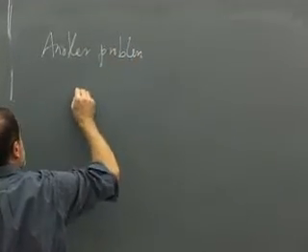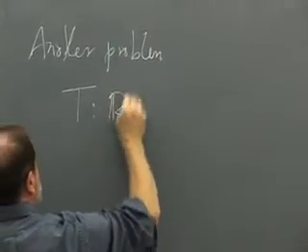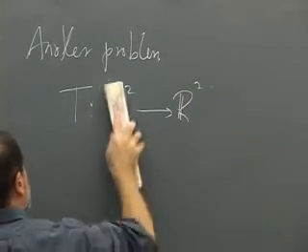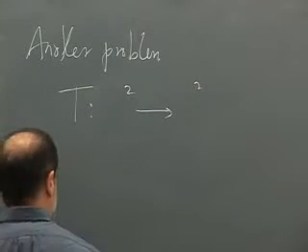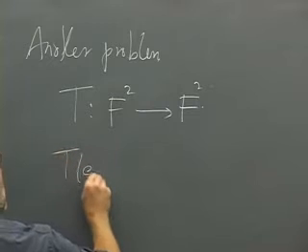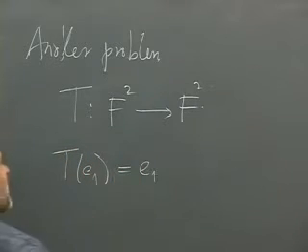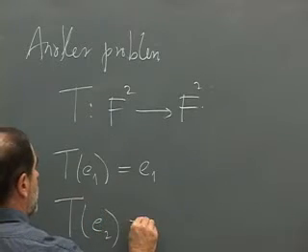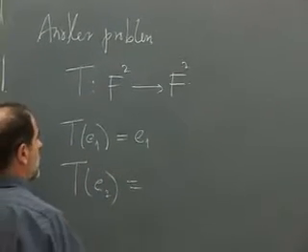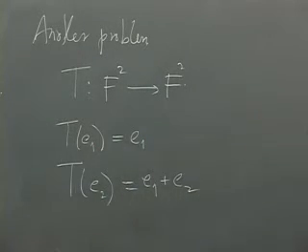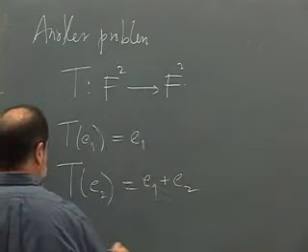Consider the linear operator from R2 to R2. In fact, why do R? This works over any field F. F2 to F2. That takes T of E1 to E1. That's a perfectly nice eigenvector with eigenvalue 1. And takes T of E2, the second basis vector, to E1 plus E2. Okay? Now, if you take the matrix of that T, it looks like this.